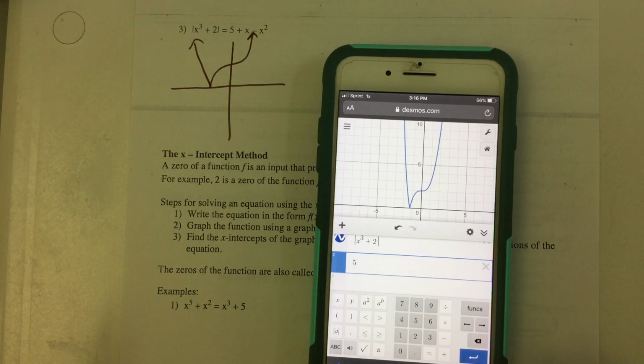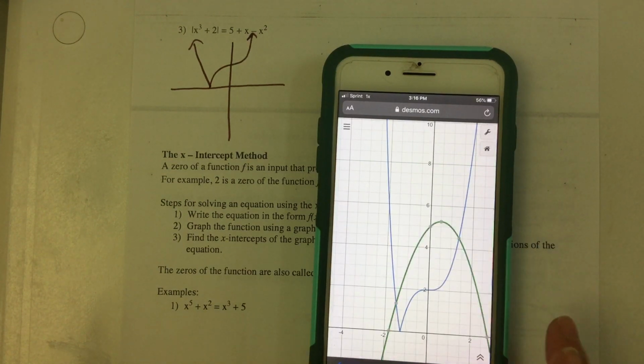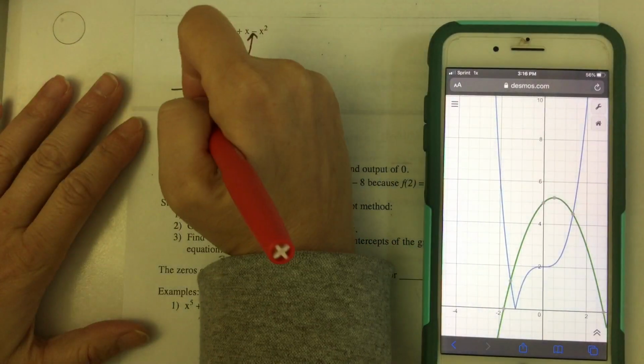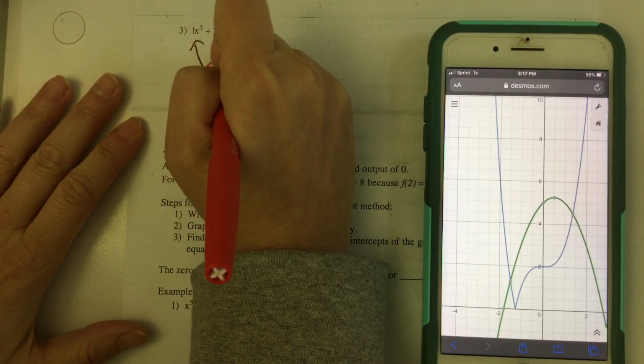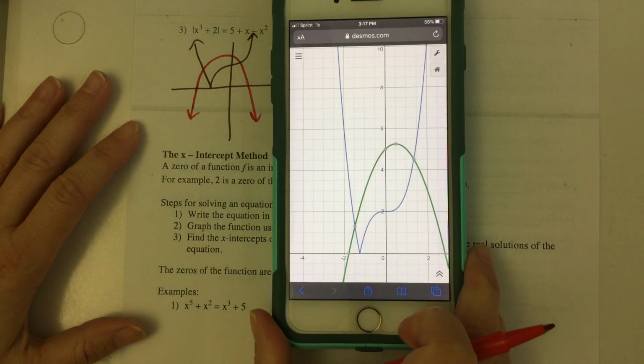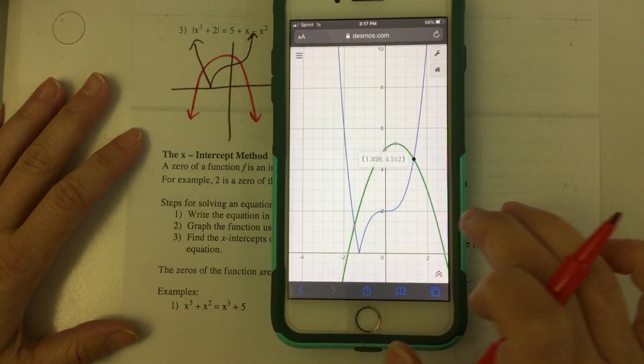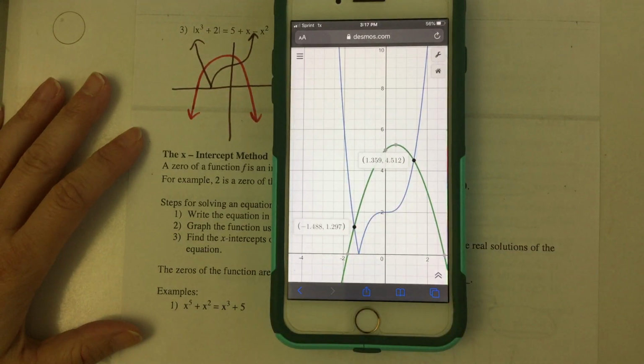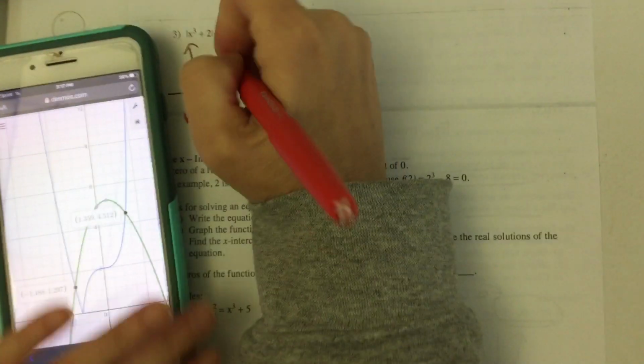Now I can type in what was on the right side: 5 plus x minus x squared. Look at that, I have a parabola. I'm going to sketch this, and again, it's just a sketch. Now this time, do you see where we have two intersecting points? It intersects there and it intersects there. So I have two points.